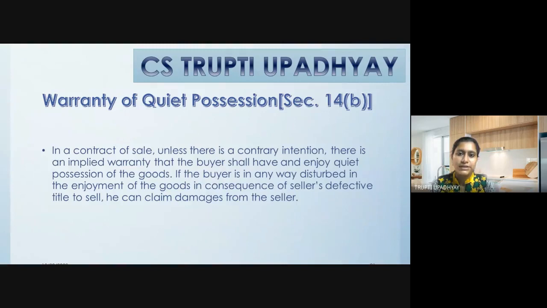Warranty of quiet possession. In a contract of sale, unless there is any contrary intention, there is an implied warranty that the buyer shall have and enjoy the quiet possession of the goods. This means that the buyer has a jus in rem, a right that he can use against the whole world, including the seller, and no one can dictate the terms of usage after the ownership is transferred to him. And if the buyer is disturbed in the enjoyment of the goods due to the seller's defective title, then obviously the buyer can sue the seller for damages.